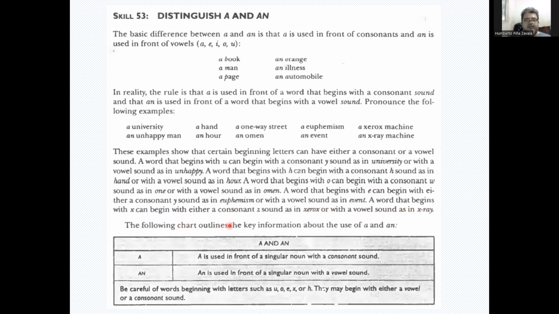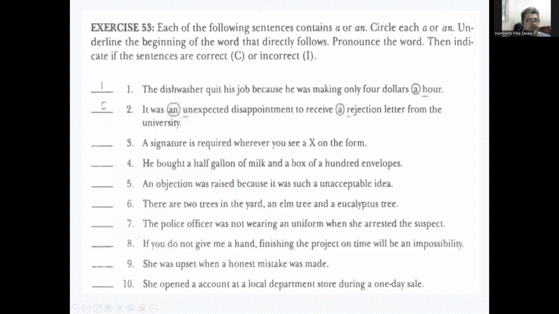So the following chart outlines the key information about the use of A and AN. A is used in front of a singular noun with a consonant sound, and AN is used in front of a singular noun with a vowel sound. Be careful with words beginning with letters such as U, O, E, S, H. They may begin with either a vowel or a consonant sound. So be careful. All right, let's move on to the exercise.